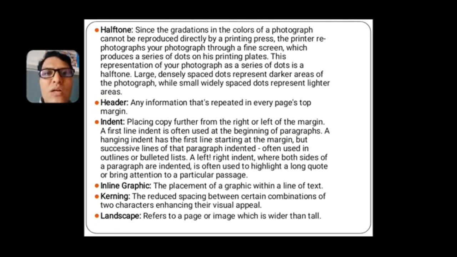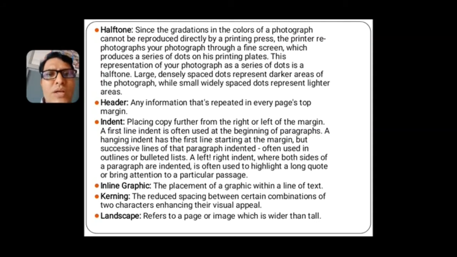And next our DTP terminology is headers. Any information that repeats in every page's top margin is called a header. As we know, headers and footers, right? If you want to repeat the same information in every page's top margin, then it is called a header.